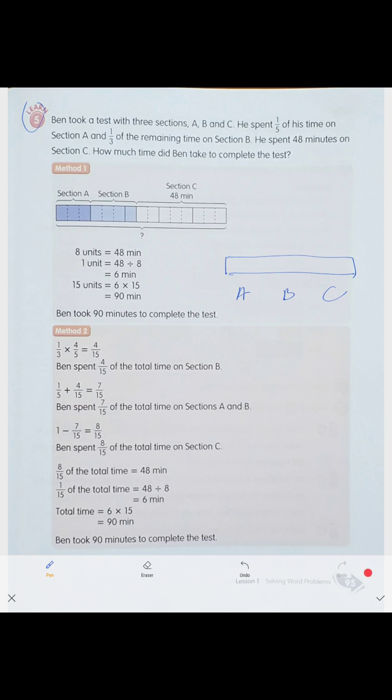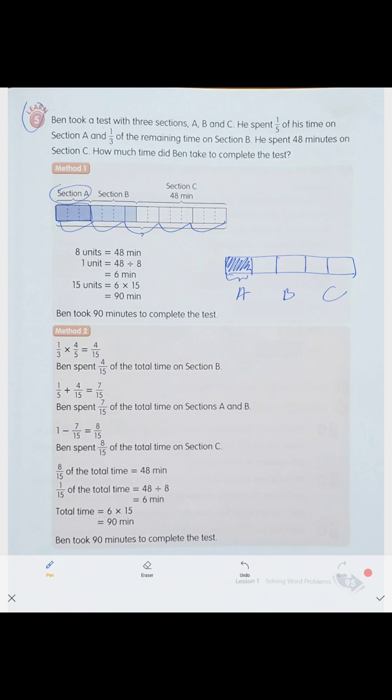Second sentence, he spent 1/5 of his time on section A. So this is what we do. We split it up into 5 equal parts, and 1/5 of his time was section A. And this is what they draw: 1/5 of his time, section A, 5 similar units.